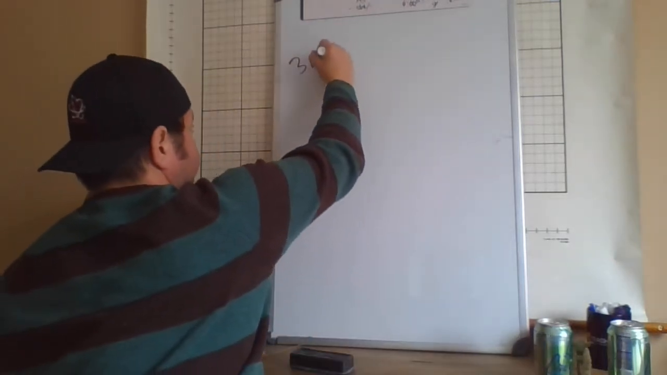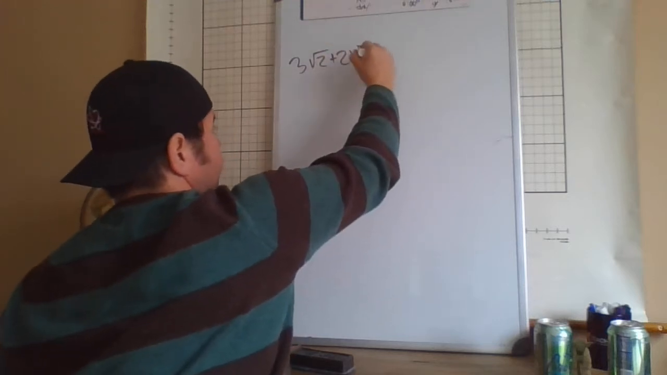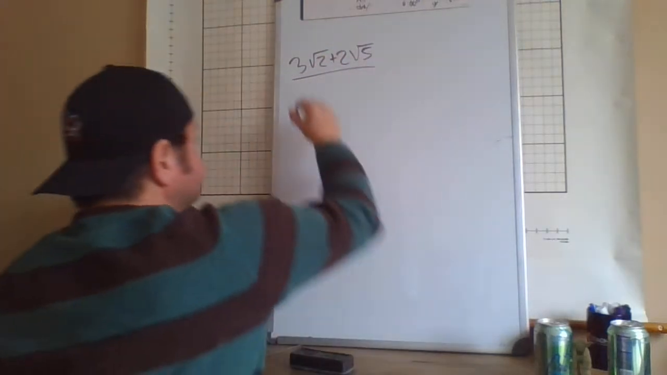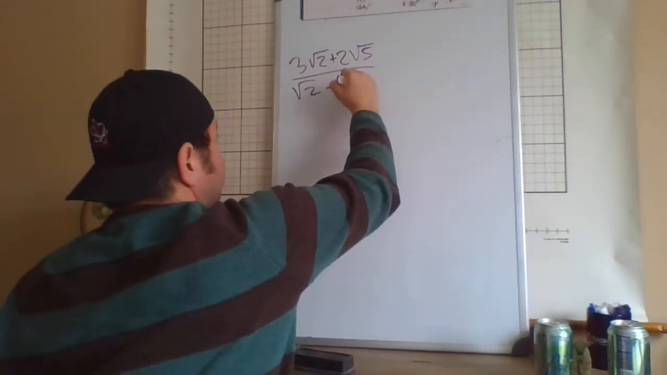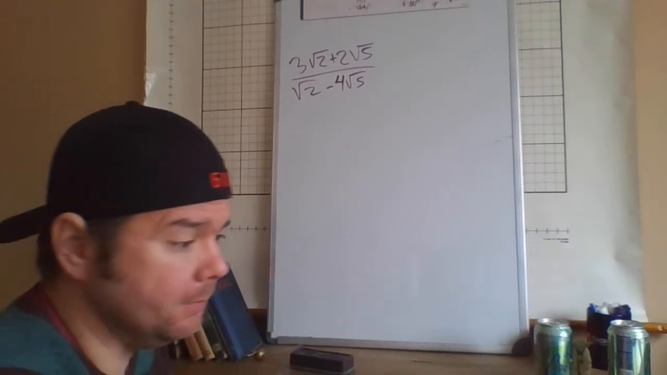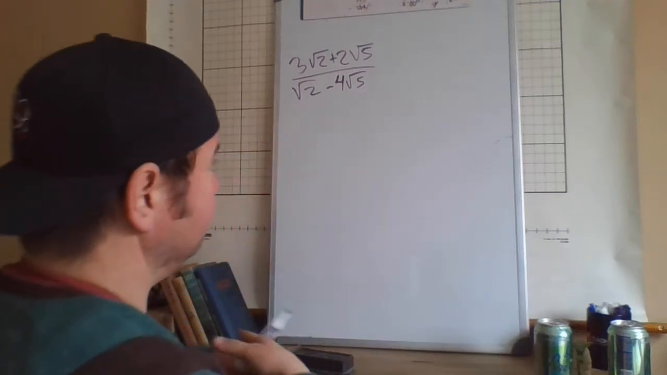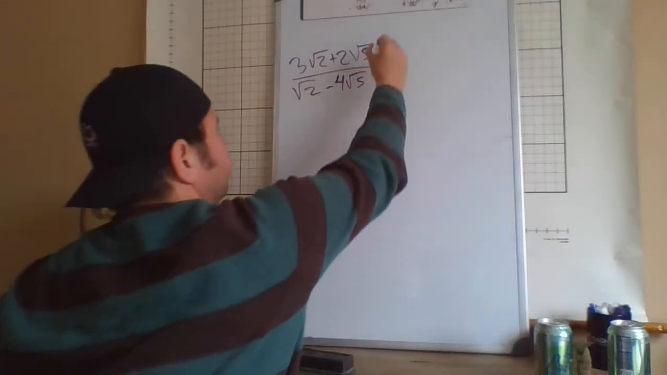We've got (3√2 + 2√5) over (√2 − 4√5). Okay? The process is the same, folks. This one's just a little more involved because these radical expressions are a little more involved, but I still do this.